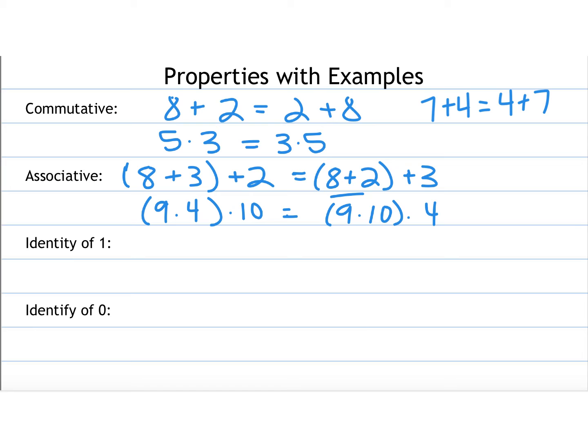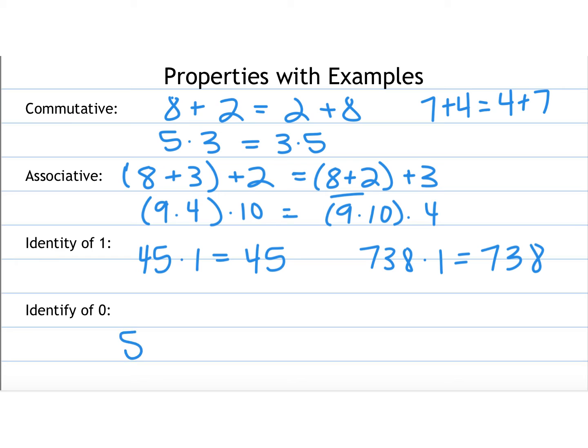Identity property of 1. So I can take any number and multiply it by 1, and I still end up with that same number. I could take 738 times 1, and it still is going to give me the same answer. It does not change the identity of that number. Identity of 0 is we can add 0 to any number. 543, add 0 to it, we still have that same number that we started with.